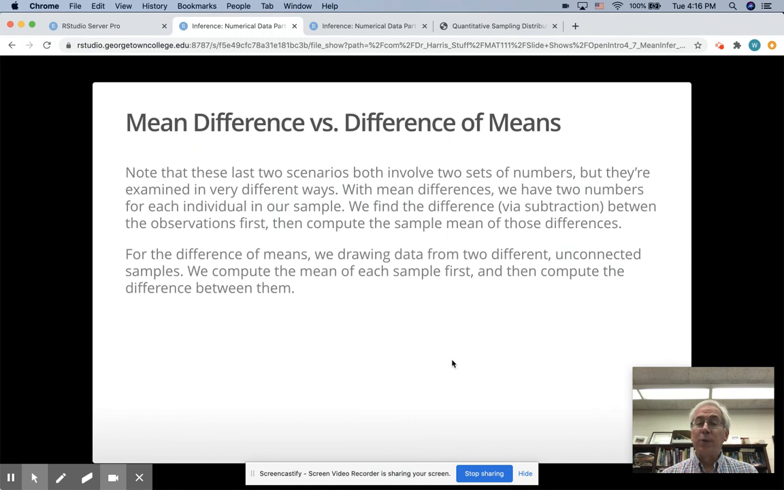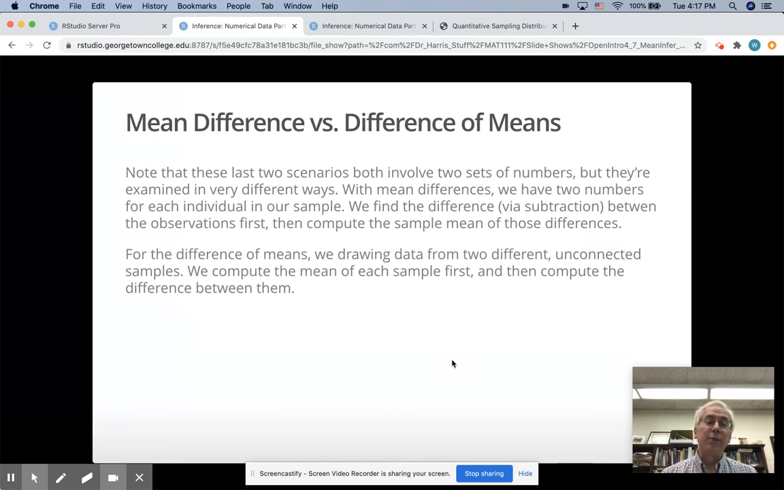Just before we go to our example in this situation, let's try to, again, nail down the difference between the second and third of these scenarios, mean difference versus difference of means. With a mean difference, we're collecting two sets of numbers from the same single sample. Once we've got those two numbers, we can compute the difference for each individual between those two numbers. Once we compute each difference, then we can compute the mean of those differences. That will give us x bar sub diff.